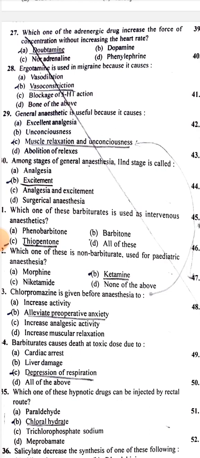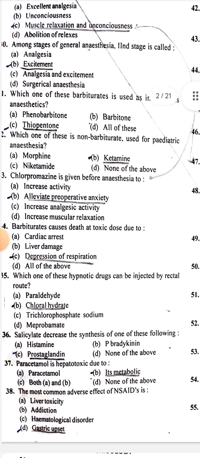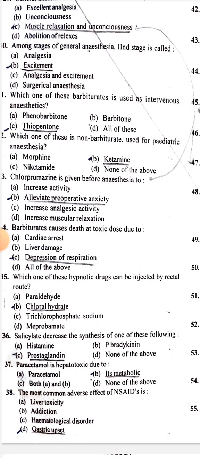Which one of these hypnotic drugs can be injected by rectal route? Chloral hydrate. Salicylate decreases the synthesis of one of the following prostaglandins. Paracetamol is hepatotoxic due to its metabolic reactions or metabolites. The most common adverse effect of NSAIDs is gastric upset.